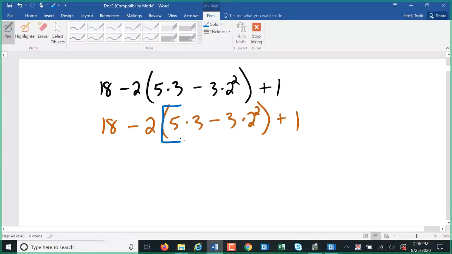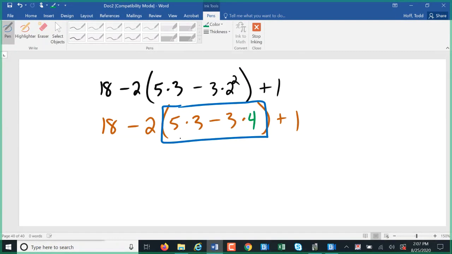So my enclosing symbols have to work inside that set of parentheses there. Inside there, I have exponents, the 2 squared. Well, 2 to the power of 2 is 4. So I'm going to erase the 2 squared and replace it with 4. Notice I was careful to erase it, so I didn't erase the multiplication in front of it.